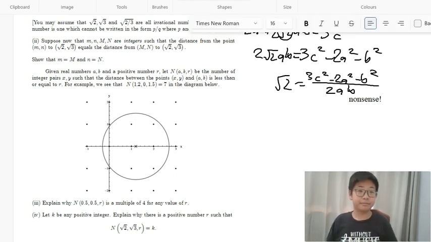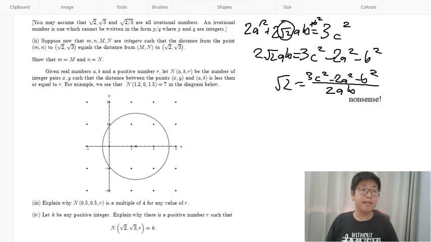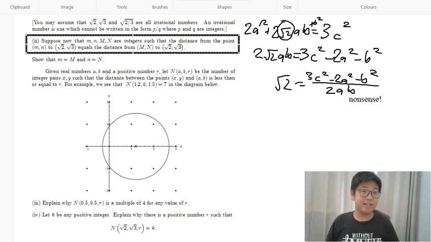Yay. And now suppose we're moving into Euclidean 2-space where Flatland is held. Suppose now that m, n are integers such that the distance from the point (m, n) to (root 2, root 3) equals the distance from the point (M, N) to (root 2, root 3), so that m equals big M and n equals big N. What are we going to do? We're going to use the Euclidean distance formula. What's the Euclidean distance formula?